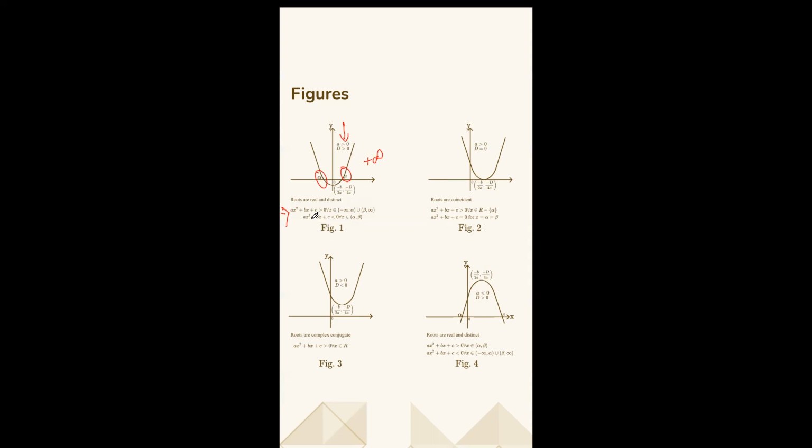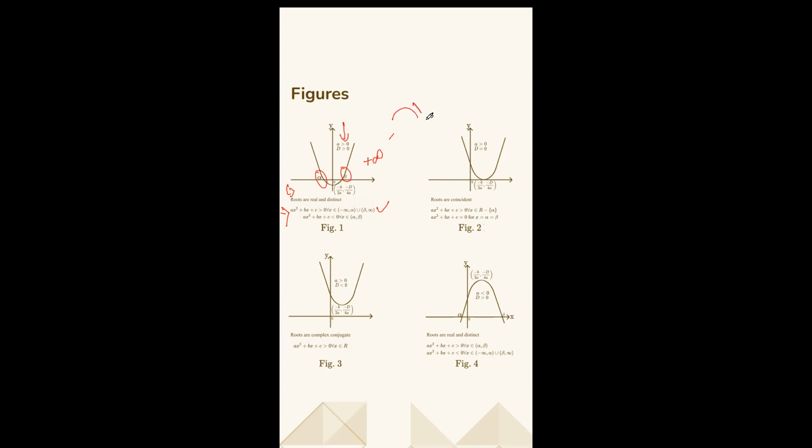So for that reason, ax square plus bx plus c is greater than 0 for all the points between beta to infinity and minus infinity to alpha. And you can see all the points between alpha and beta lie below the x-axis, or you can say the y value for all these points will be negative. So ax square plus bx plus c is less than 0 for all the points between alpha and beta. Also, the roots of the equation are real and distinct. What does real indicate? They lie on the x-axis. And what does distinct indicate? They are two different roots.